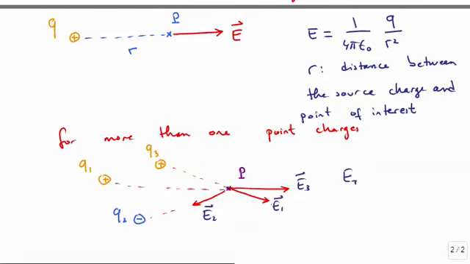Therefore, E total, or the net electric field at the point of interest, will be the vector sum of the electric fields generated by each individual charge at the point of interest. The following example is going to be related to the superposition of the electric field vectors.